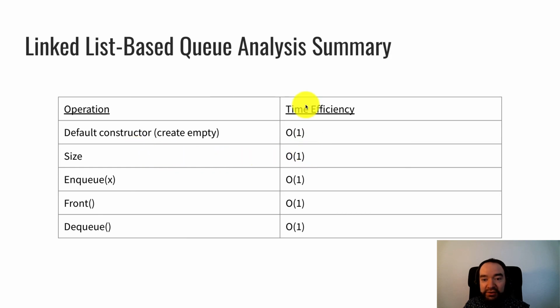So here's the summary of all these operations. Again, with this container adapter approach, we got a pretty simple data structure for a queue. It was pretty easy. Not a lot of new ideas there. And all of the major operations are constant time. The constructor that makes an empty queue, get the size of the queue, enqueue, get the front of the queue, and dequeue an element at the front. Those are Big O of 1 or constant time each.